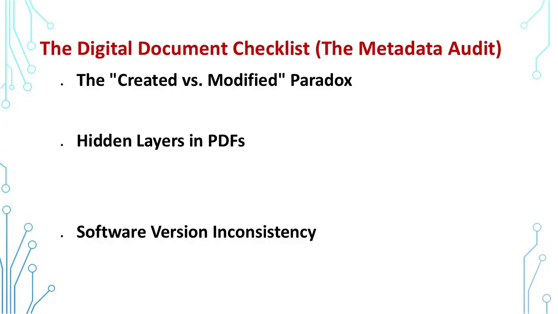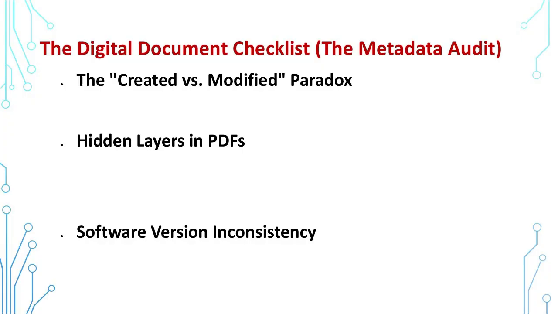Then let's also check hidden layers in PDF. Ask the forensic examiner to peel the PDF. Sophisticated software can reveal layers where a signature or a date was placed over the original text using a tool like Photoshop. Even Photoshop itself can be used to reveal it.